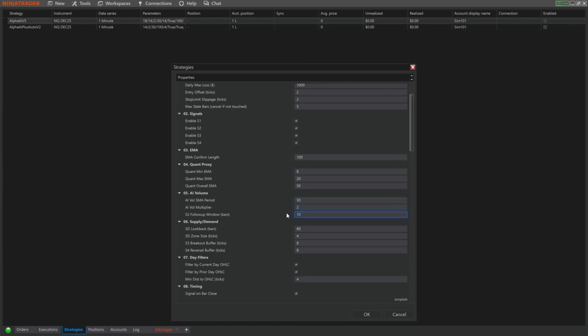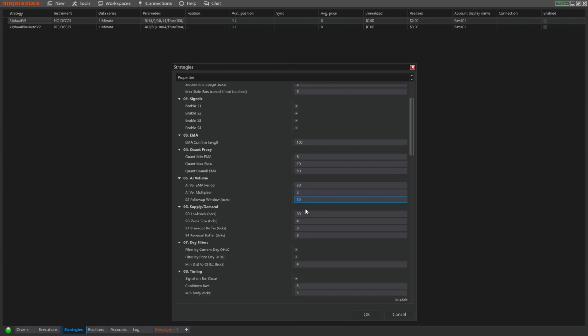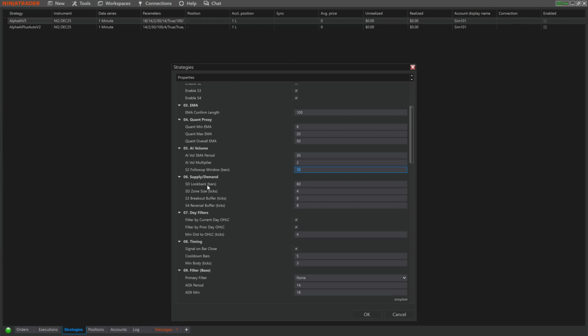If you want to play with it, change the parameters and backtest on any market, you can. That's fine. And this is for the supply and demand. This is supply and demand look back zones, and then this is zone size. We use 4 ticks for this one. Some templates have 20, depending on the template. And this is the breakout buffer, which means if the market didn't touch the area, how many buffer ticks we consider a signal. It's going to be 8, and for the S4 reversal, 8.